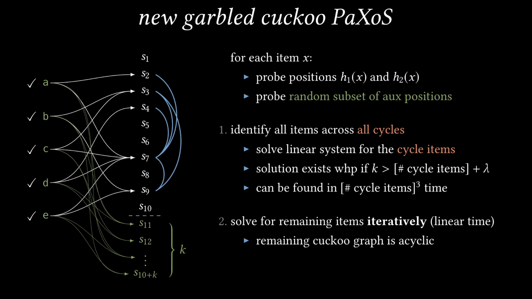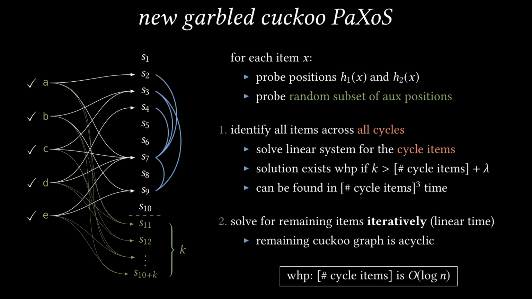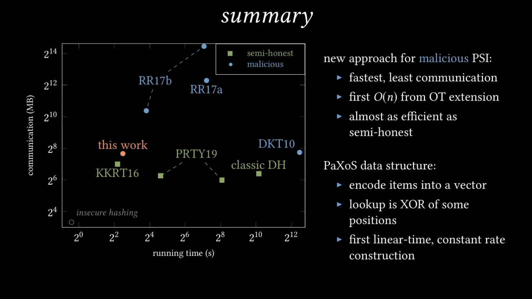And as I mentioned, we can't guarantee that the original cuckoo graph is acyclic, but we can choose parameters so that the number of cycle items is very small, logarithmic in n, with overwhelming probability. With such a small number of cycle items in the worst case, both the size and the encoding complexity of this data structure is linear in the total number of items. So that's the big picture of our new malicious PSI protocol.